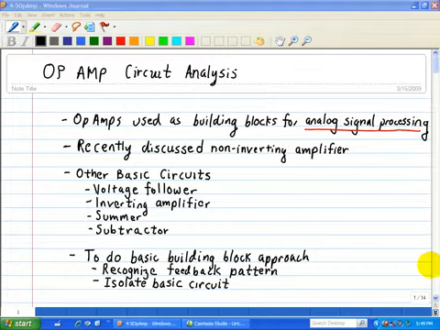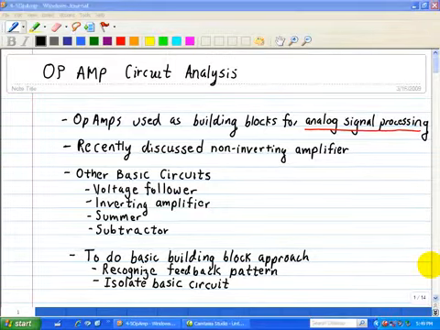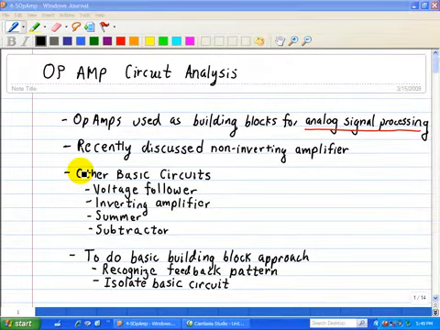Here we're going to introduce op-amp circuit analysis using examples that are building blocks for analog signal processing systems. And we discussed this earlier when we talked about the non-inverting amplifier itself. Now, some of the other basic circuit blocks include the voltage follower, the inverting amplifier, the summer, and the last one we'll discuss is the subtractor.